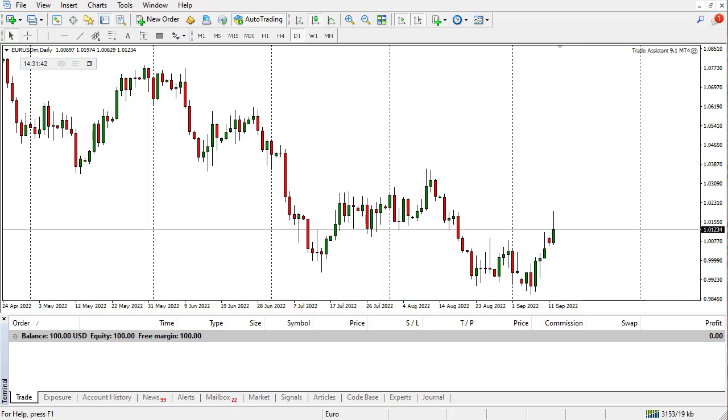As you can see on the screen, I'm currently inside the MetaTrader 4 Forex trading platform, and the starting balance for the account which we're going to be using as an example here is $100. Now, the reason why you can't trade $100 on a standard Forex trading account is because it's not going to allow you to practice proper risk management. So let me show you exactly what I mean.